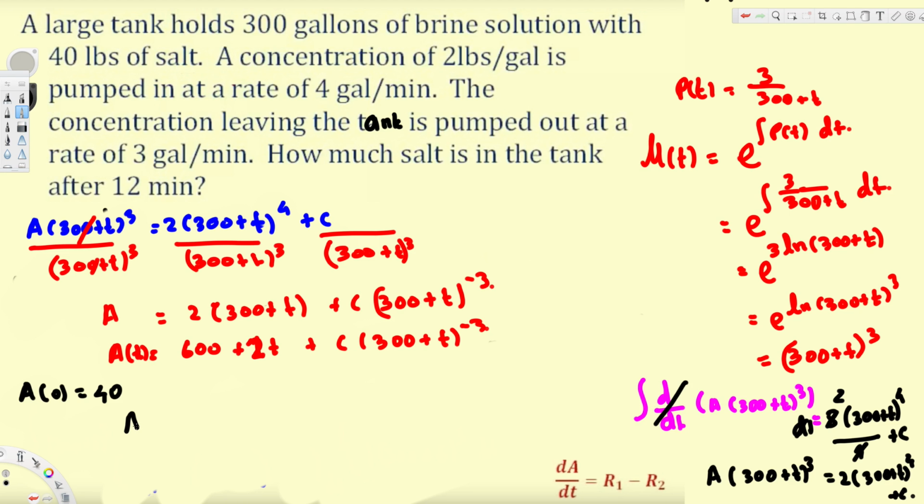So here we are going to have A(0), that is 40. 40 is going to be equal to 600, and t is 0, so 2t is going to become 0. We are going to have 600, C times this whole thing, which is going to be 300 power minus 3, so plus C times 300^(-3). C is what we are trying to find.